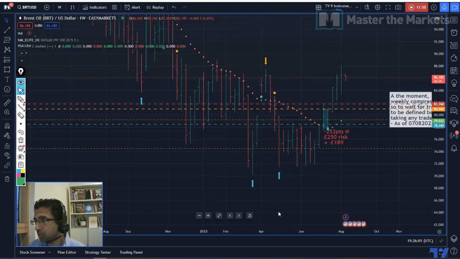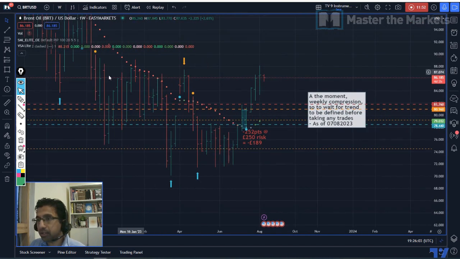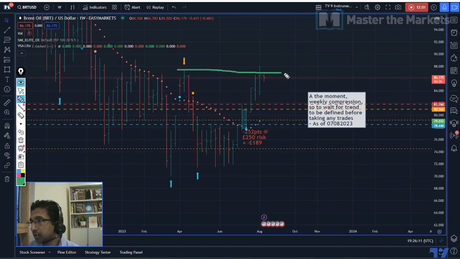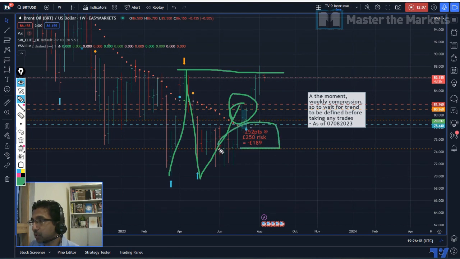Brent oil, what are we having? You see, what we said in the last one is weekly compression to wait for trend to be defined. Okay, trend change. We did have a trend change. It did take out this high. If you take a look at this, right? So it was a compression much before here. We did take a small losing position before as well. Now it has taken that out. Now this is an uptrend phase 1, right?